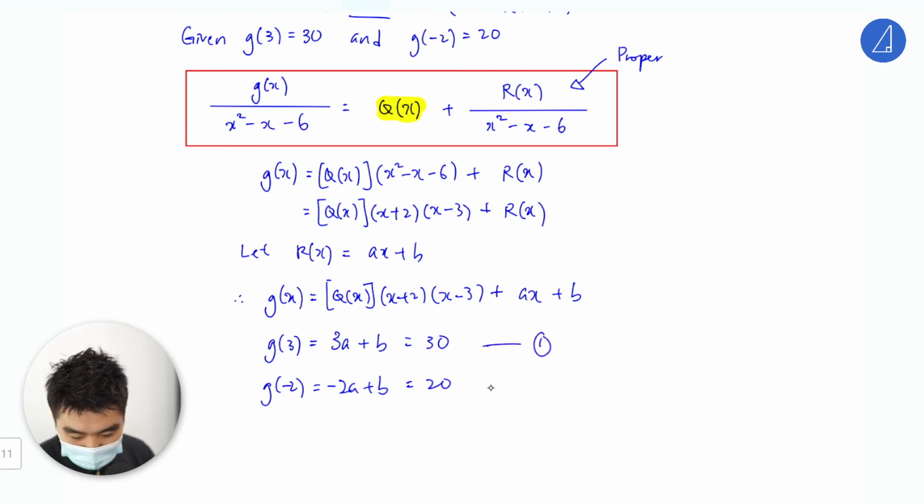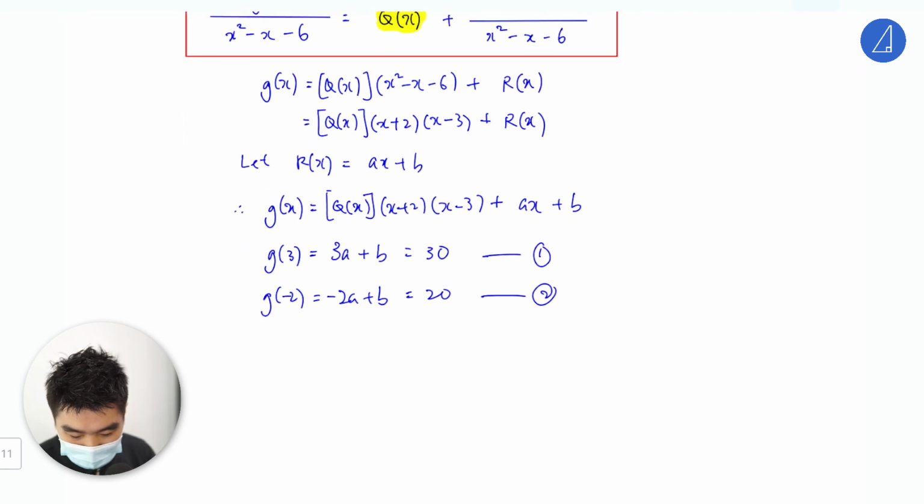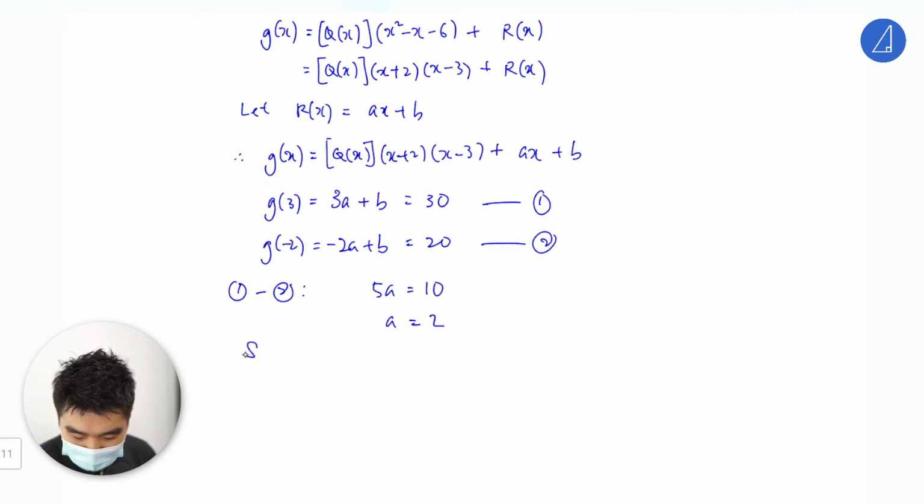Equation 1, equation 2. Two equations, two unknowns. We solve it simultaneously. So this one we use elimination method. So 1 minus 2. So this becomes 5a equals 30 minus 20, so 10. So our a value is 2. Okay, so substitute a equals 2 into, let's say, equation 1. 3 times 2 plus b equals 30. So b is 24.